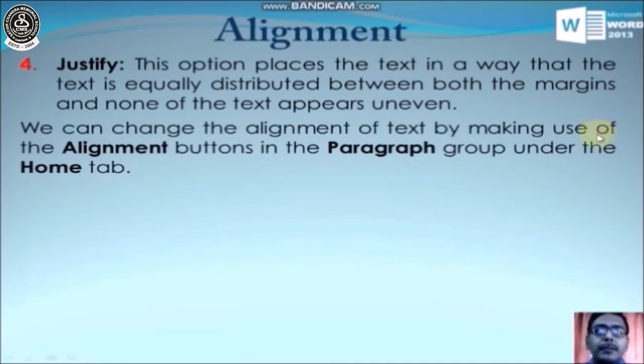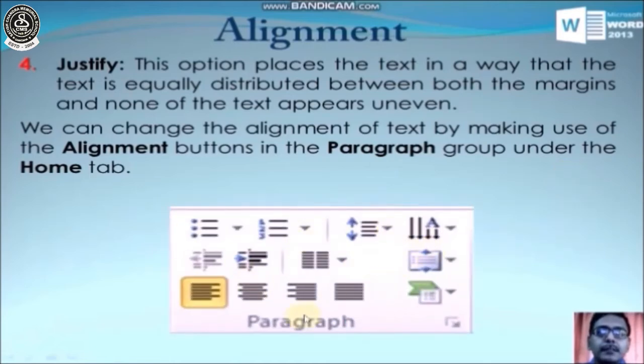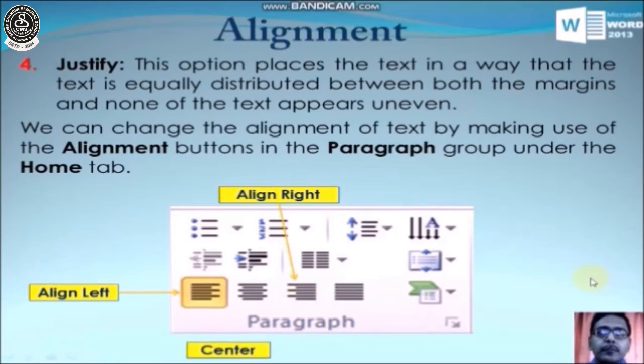We can change the alignment of the text by making use of the alignment buttons in the paragraph group under the Home tab. So in the paragraph group in MS Word, under the Home tab, we have alignment buttons. The buttons look like this. This is the paragraph group. These are the 4 buttons. This is the align left button. This is the align right button. This is the center alignment button. And this one, the justified alignment button. Okay.